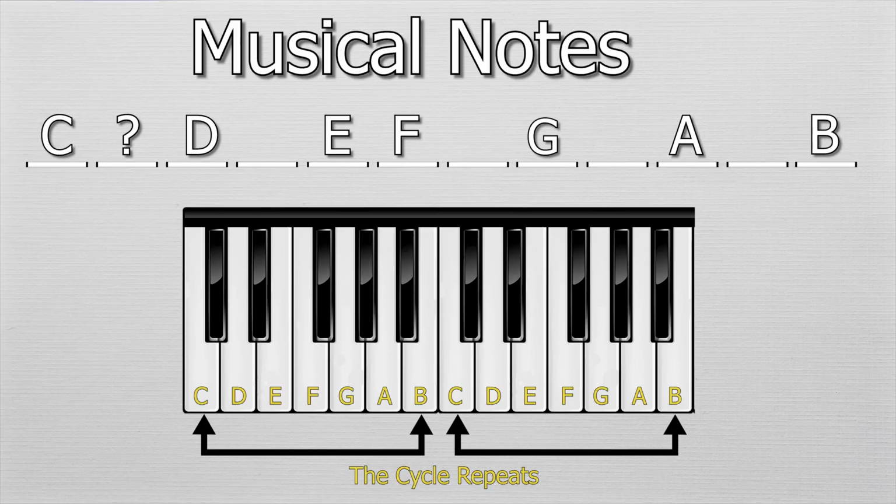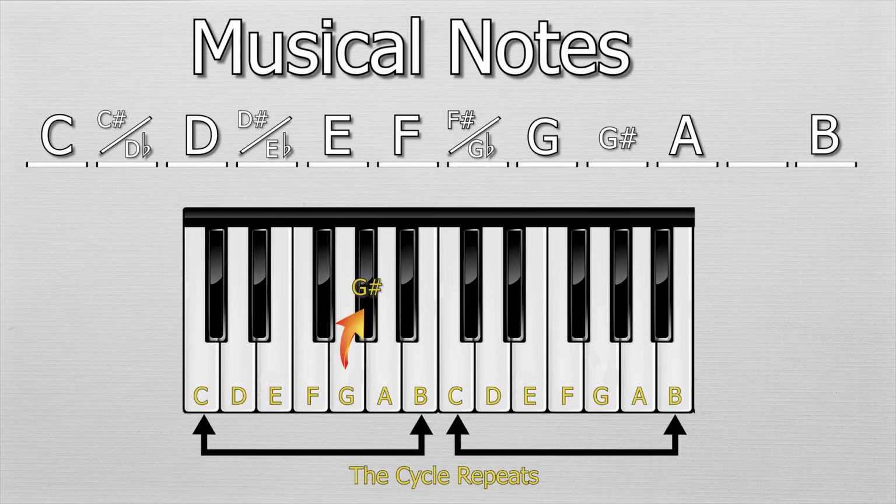So between C to D, there's an empty spot. So that note can be named either C sharp or D flat. As we keep moving, we see that between D and E, it's another note that needs a name. You guessed it, D sharp, E flat. Then between F and G, we have another note which we can call F sharp or G flat. Between G and A, we have G sharp or A flat. And finally, A sharp or B flat.